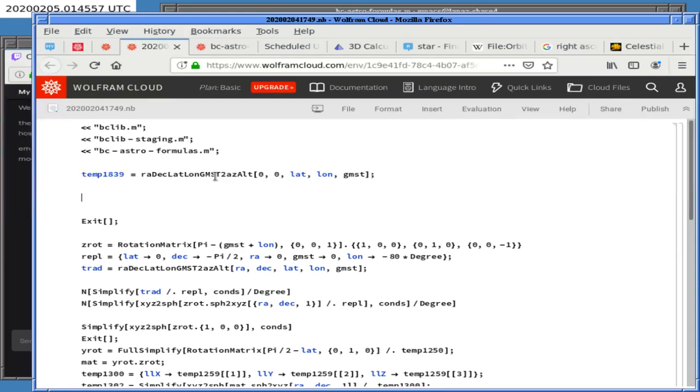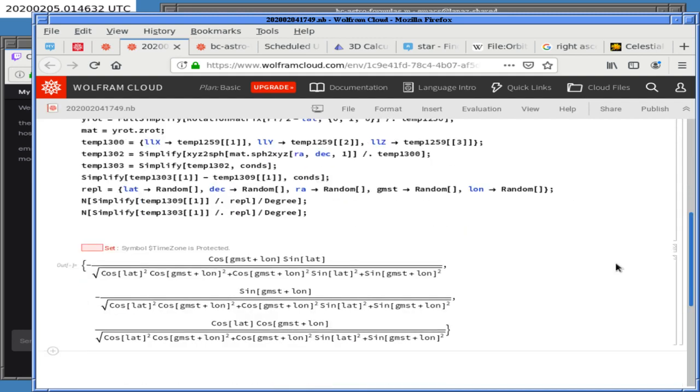That gives us an azimuth and altitude. And we got to be a little bit careful here because it does not give us back a radius, which is 1. But we want to say spherical to XYZ coordinates of, I was trying to be clever by saying something like take temp 1839 2, but let's just go ahead and spell it out. The first two coordinates of the return from here and 1. So tell us what that takes the x-axis to. And the answer here is there's something wrong.